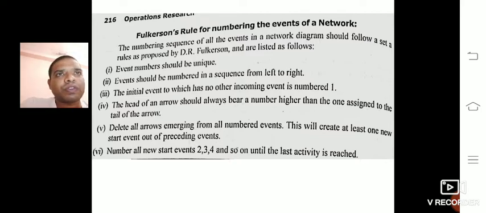Next we are going to see how to draw the network diagram by using the Fulkerson rule. That we are going to discuss.